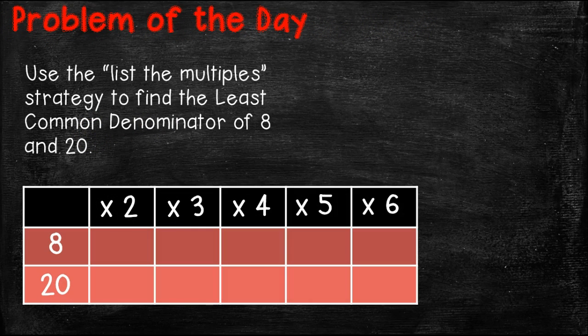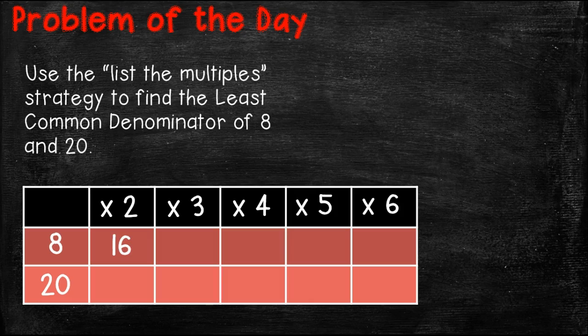So here's our problem of the day. We can go through using the list the multiples strategy to find the least common denominator of 8 and 20. Remember, I like to make a table because it keeps all of my numbers in order, but you don't have to. But anyway, you're going to go through and find all of the multiples of 8, all of the multiples of 20, and then whatever is the lowest number they have in common, well, that's your least common denominator.